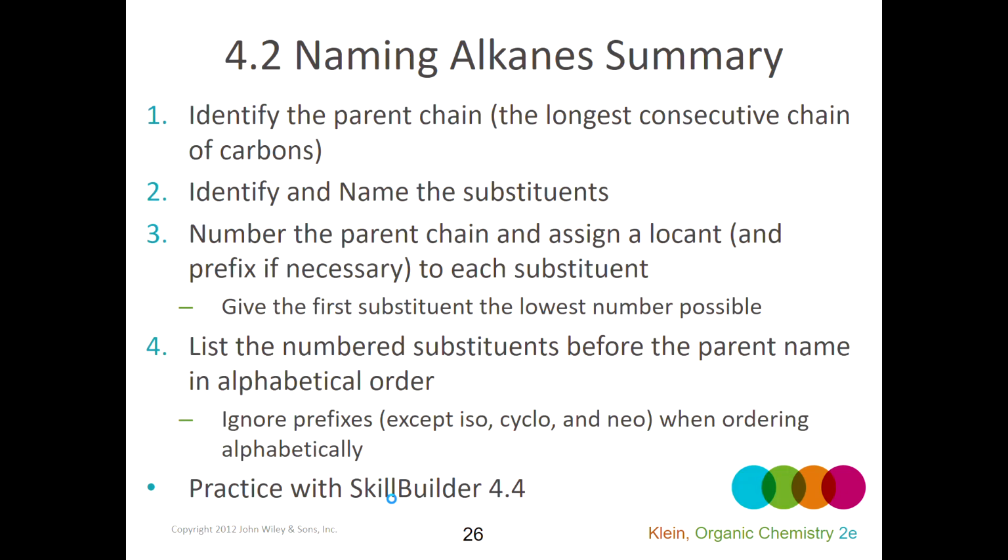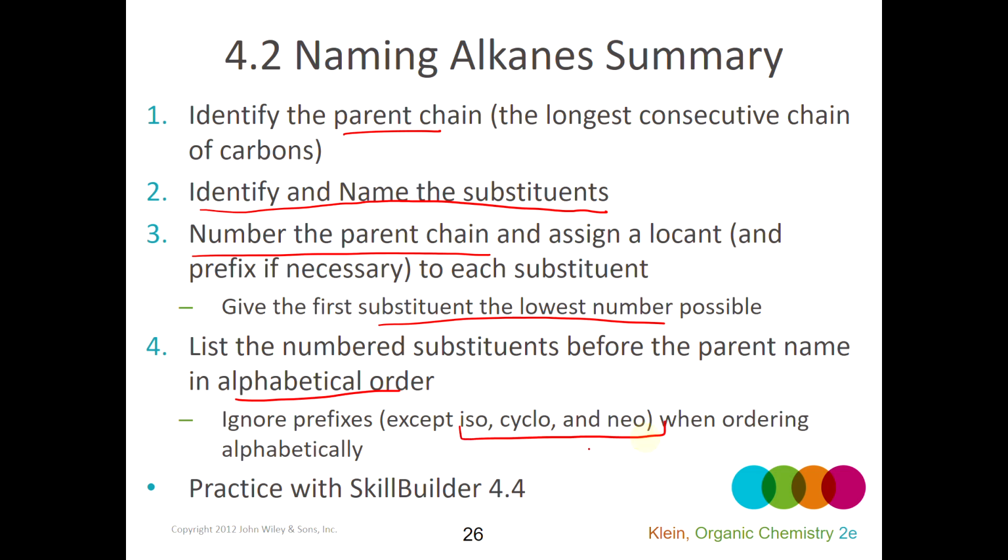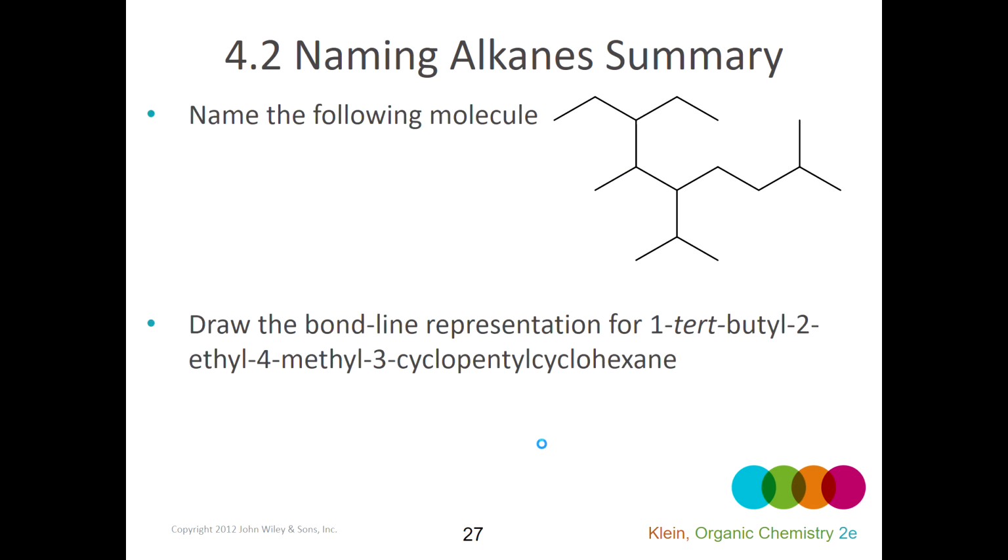So here are all the steps involved. Right? We said we're going to find the parent chain first. We're going to identify the name of the parent chain and then identify the name of the substituents. Then we're going to number the chain in a way that gives the substituents the lowest numbers possible. And then we're going to list them in alphabetical order, ignoring all the prefixes except these 3 prefixes when numbering alphabetically. So let's look at some full examples and make sure we can do all the steps.